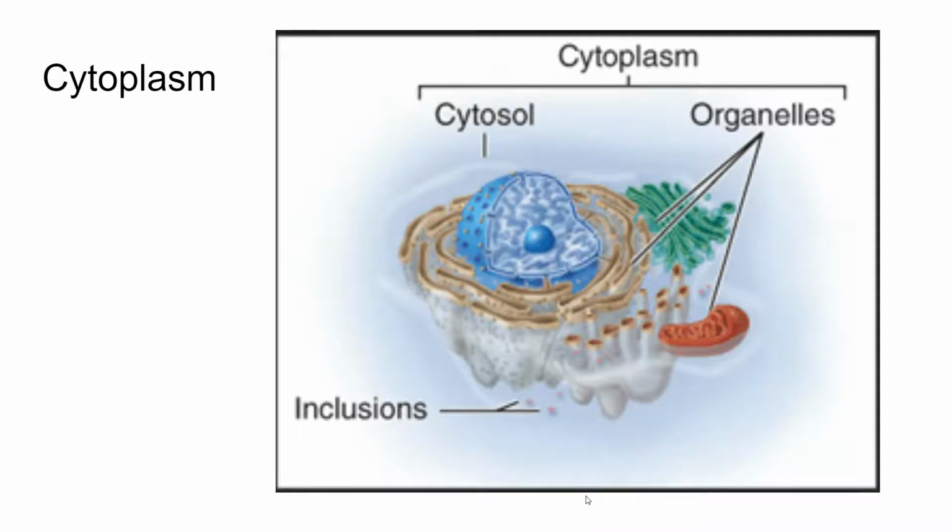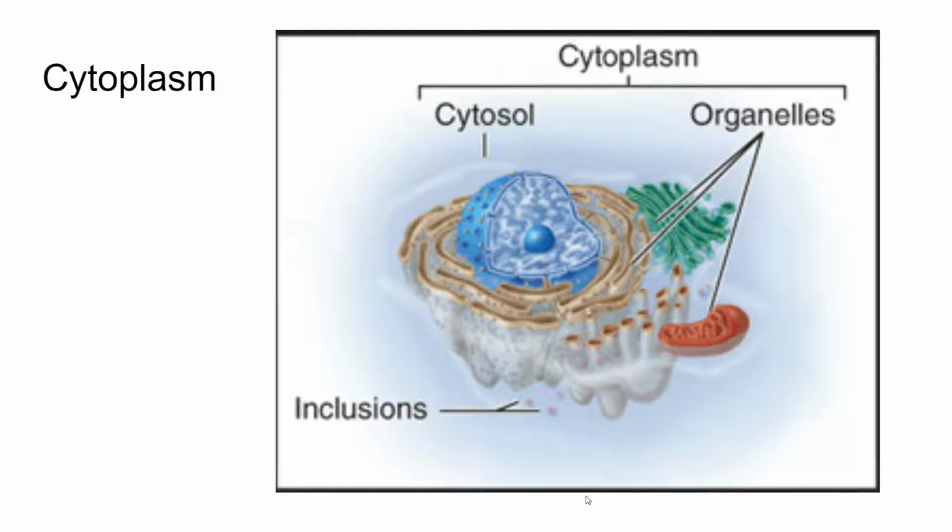The cytoplasm is the material between the nuclear membrane and the plasma membrane. It is all the stuff that is called cytoplasm collectively. This includes three things. This includes the cytosol, which is the actual fluid portion, the organelles, which we're going to spend some time talking about, and the inclusions.